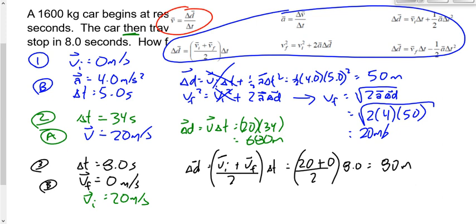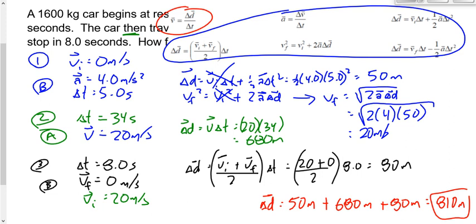Now, you want to find the total displacement here. Let's just add them up. Remember, there's 2 ways to find displacement. Remember, this goes back to day 1 of Physics 20. Either add displacements or subtract positions. Well, we have 3 different displacements here, so what are we going to do? We're going to add them up. Right? We got 50 meters plus 680 meters plus 80 meters. What does that give me? 730, 810? 810 meters.